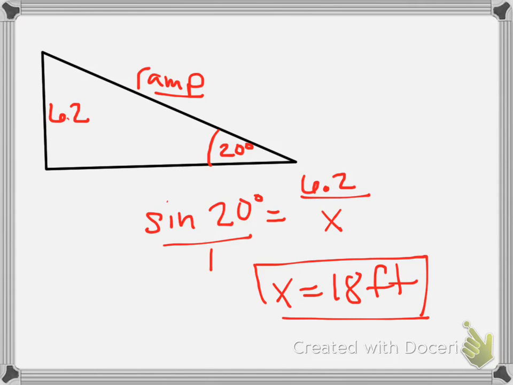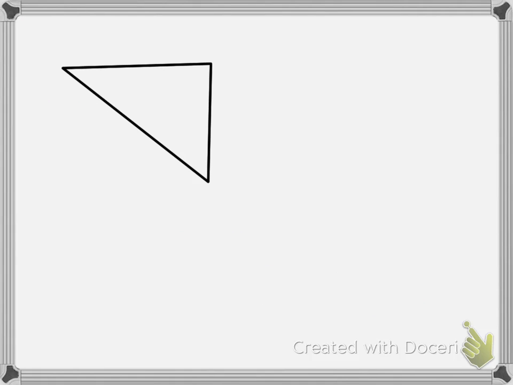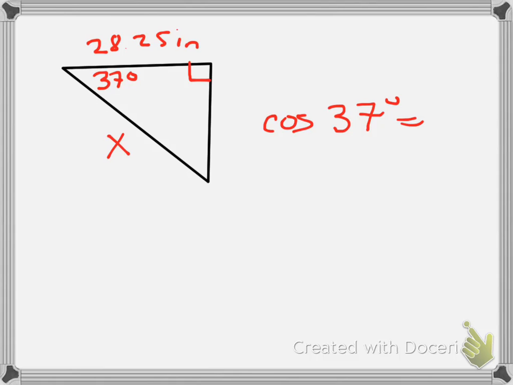All right, number 7. Okay, so the way that this should be labeled, you've got that pipe-looking thing. It's telling you that this is 37 degrees. This distance up here is 28.25 inches, and it wants to know how long should that pipe be, and here's your right angle. Okay, so we're using the 37 degrees, and we're doing the cosine because we're doing adjacent over hypotenuse, so the cosine of 37 degrees is the adjacent, which is 28.25, over the hypotenuse, which is x.